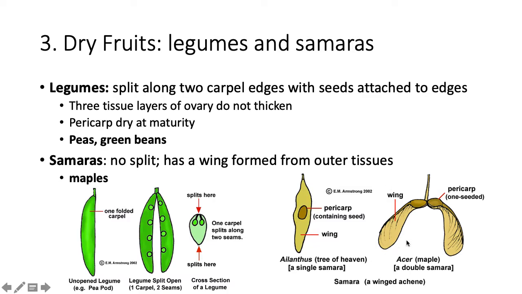And then the Samaras, they don't have a split like they do with legumes. And then it has a wing. So, maples.